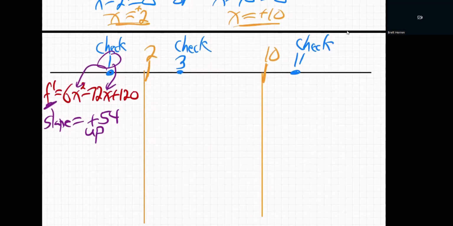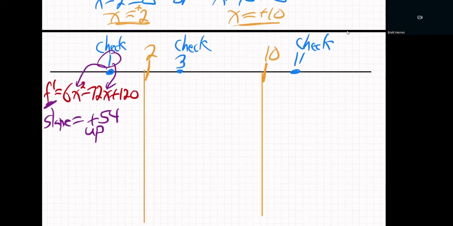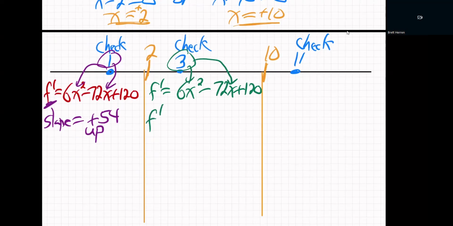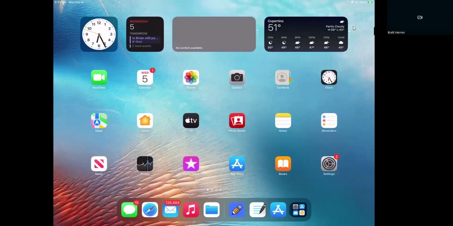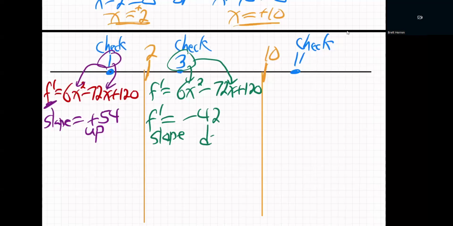How about in the middle? Now I'm gonna do it again, and I'm gonna plug into F prime again. Plug into that first derivative again. I'm gonna grab that 3. I'm gonna plug in a 3 now, and find out what the derivative, the slope, is in that section. So just go back to Desmos, change that 1 to a 3. That's why Desmos is so nice. Boom, what do we get? Negative 42. So the graph is going down in that section because the slope is negative.